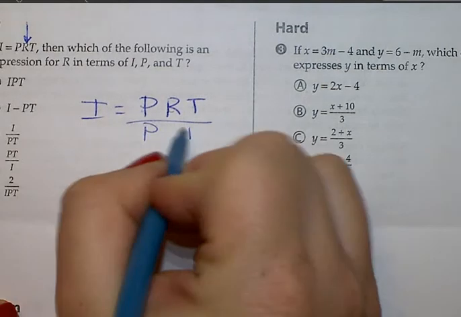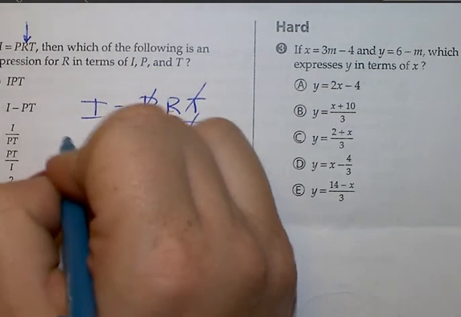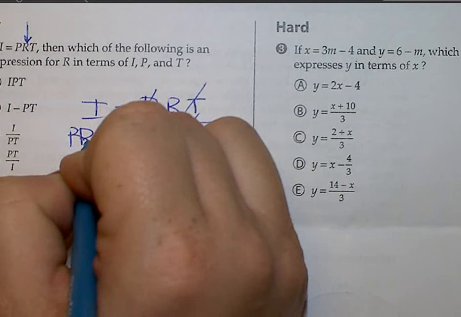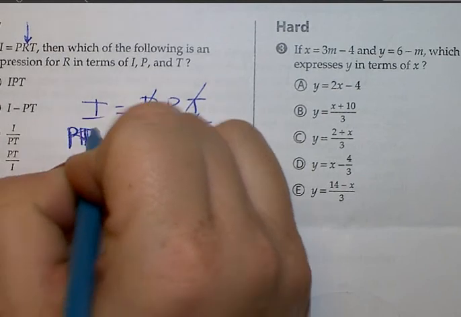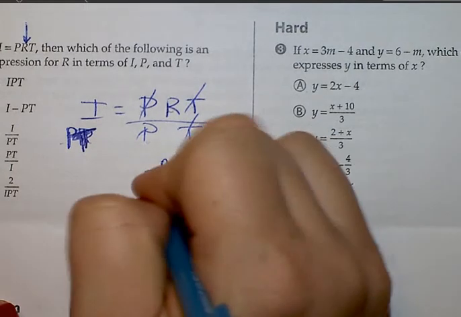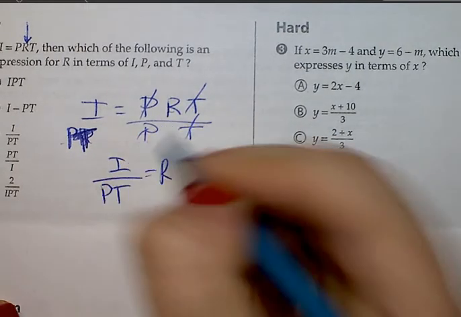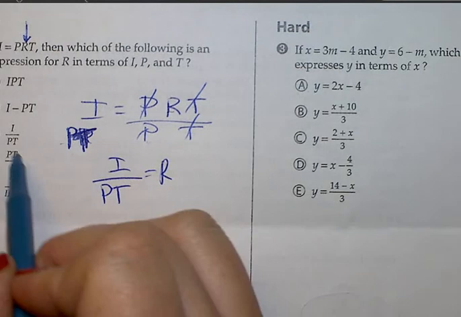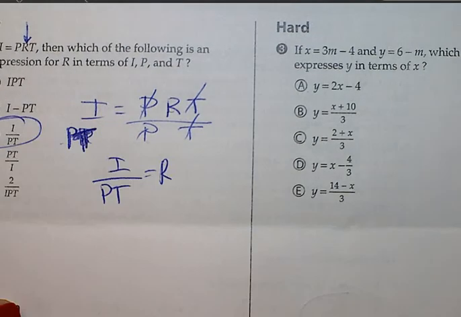Whatever you do to the right, you must also do to the left. So here's your P, and let's make this a little bit neater. There is your T. P and T. R equals I divided by PT. Correct answer is C. Moving on to number 2.